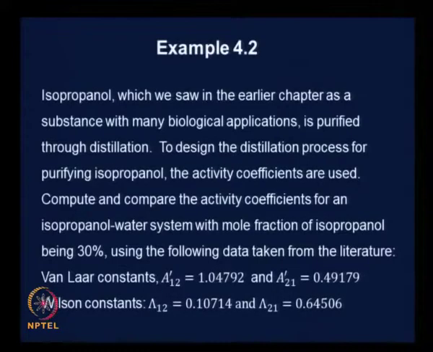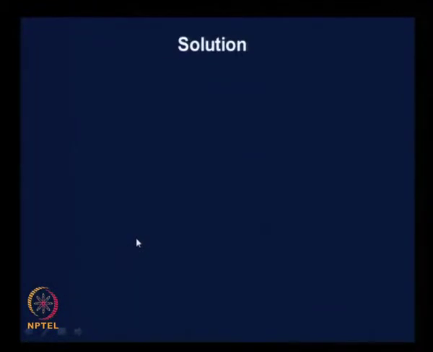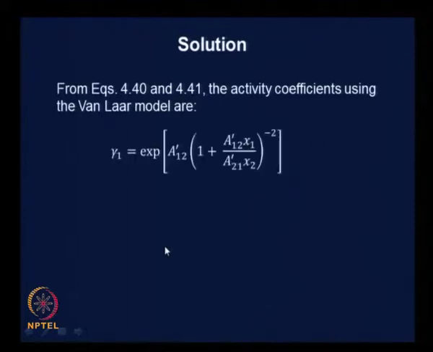Therefore, if you substitute the constants that are given here, with the mole fraction of isopropanol being 30%, and it is an isopropanol water system, the mole fraction of water needs to be 70%. If you do that, for the Van Laar model, ln gamma 1 was this, therefore gamma 1 would be exponential of A12 dash times 1 plus A12 x1 by A21 dash x2, the whole power minus 2.